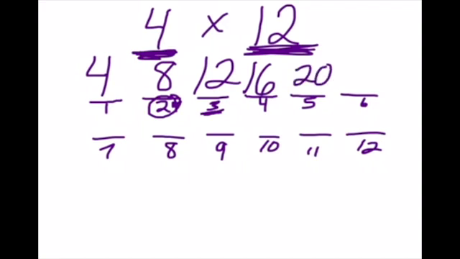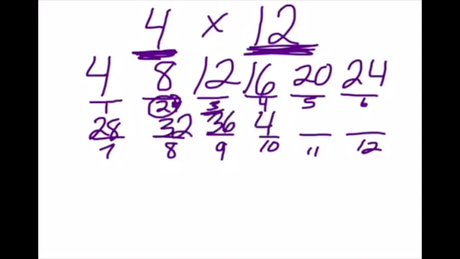20. Oh, because we know 4 times 5 is 20. That makes sense. 24, 28, 32, 36, 40, 44, 48. Oop, that's where we stop. So what's 4 times 12? 48. Let's try that same problem though, but counting by 12s.